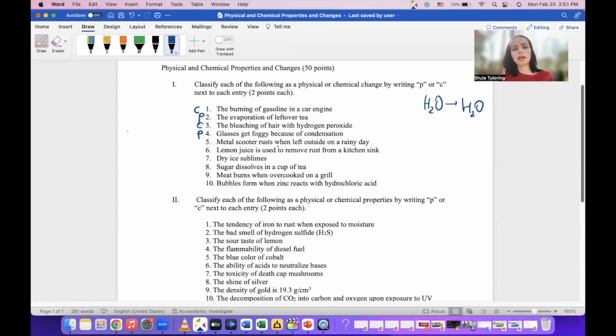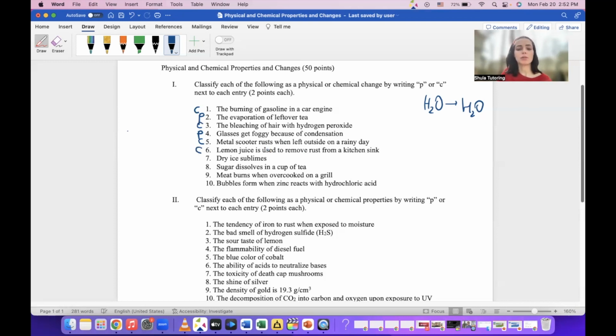Metal scooter rusts when left outside on a rainy day. So rust is a chemical reaction. It happens when iron reacts with oxygen in the air. So that would be a chemical change because we are creating a new substance. Lemon juice is used to remove rust from a kitchen sink. There is an acid in the lemon juice that is used to clean rust. So it's a chemical reaction again. So this is going to be a chemical change.